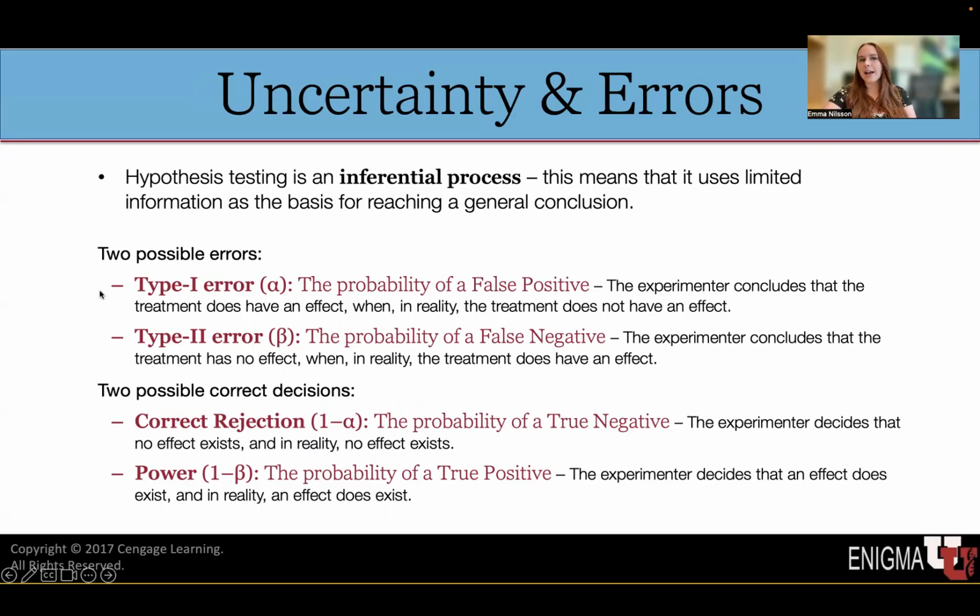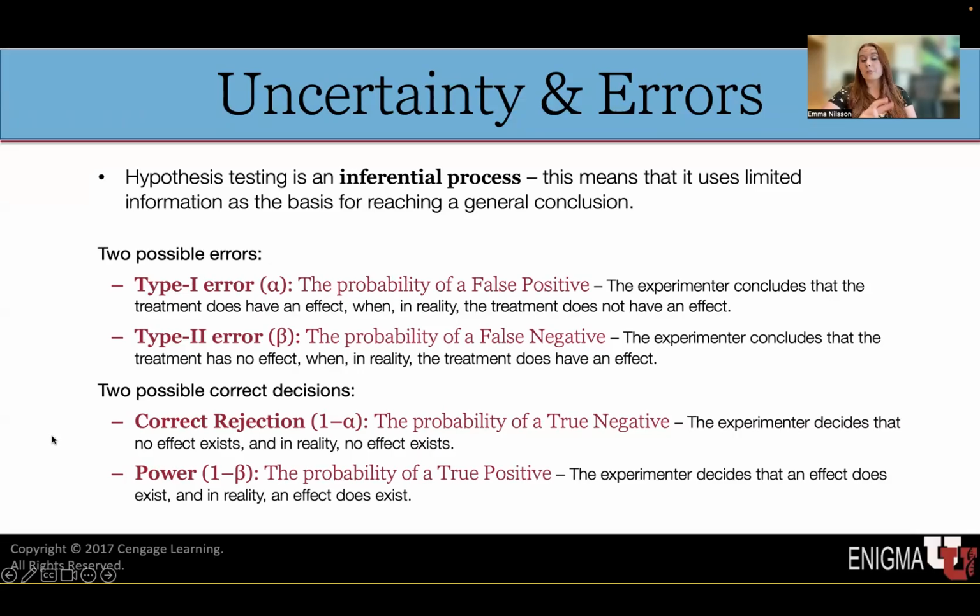The first is a type 1 error, or we call this an alpha, or alpha is the probability of this. A type 1 error is a false positive. So it's when we conclude that the treatment does have an effect, when in reality it does not. A type 2 error is the probability of a false negative, when we as the experimenter conclude that the treatment has no effect, but the treatment actually did.